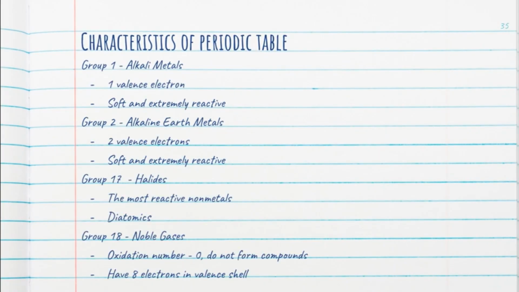Characteristics of the periodic table. Group 1 is alkali metals. They have one valence electron and are soft and extremely reactive. Group 2 is alkaline earth metals, which have two valence electrons and are also soft and extremely reactive. Group 17 is halogens. They are the most reactive nonmetals and are diatomics. Group 18 is noble gases. The oxidation number is 0 and they do not form compounds. They have 8 electrons in their valence shell.